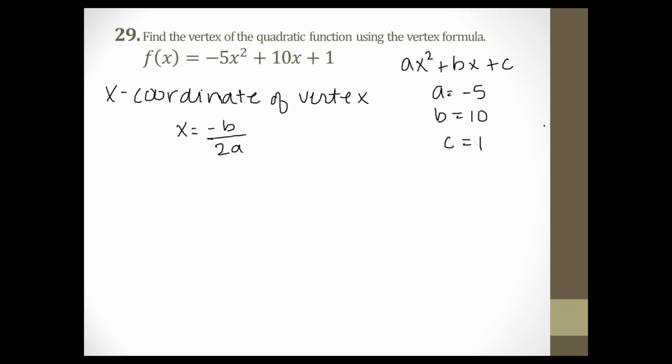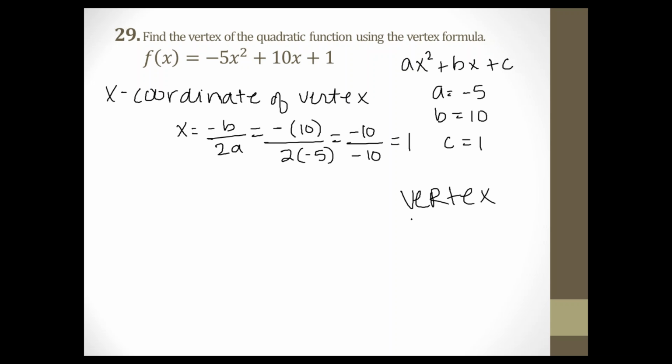But we really only need a and b for this. So that's negative b, which is 10, divided by 2 times negative 5. So that's going to be negative 10 divided by negative 10, which equals 1. So when we're finding the vertex, that's a coordinate point. That's half the point. That's 1, comma, we need that y coordinate. So we're going to take this 1 and plug it into our function and determine what the y value would be.